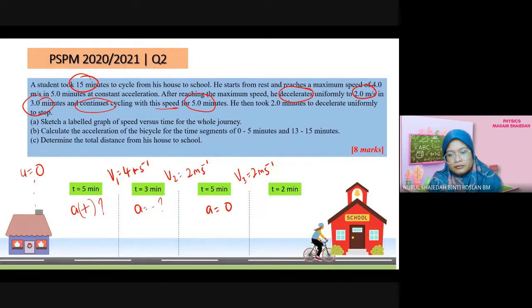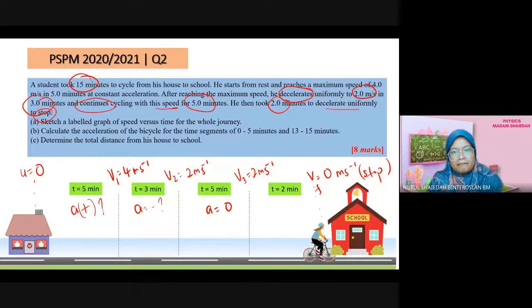He then took 2 minutes to decelerate uniformly until stop, meaning within 2 minutes, it will finish at the school. So my V final here is 0, meaning it stops, because of the word stop. So this is the gambaran lah for the student's experience here.